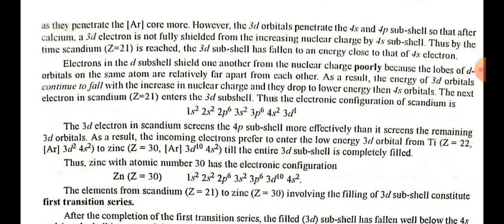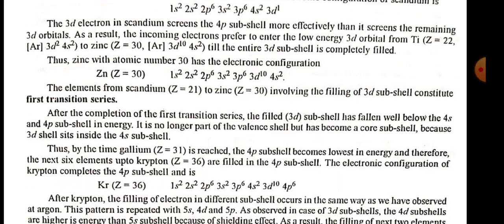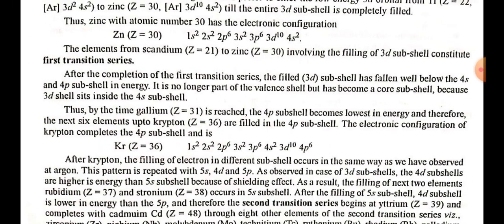Thus, the electronic configuration of scandium is given. A 3d electron in scandium screens the 4p subshell more effectively than it screens the remaining 3d orbitals. As a result, the incoming electrons prefer to enter the low energy 3d orbitals from titanium to zinc till the entire 3d subshell is completely filled. Thus, zinc with atomic number 30 has the electronic configuration given. The elements from scandium to zinc, involving the filling of the 3d subshell, constitute the first transition series.